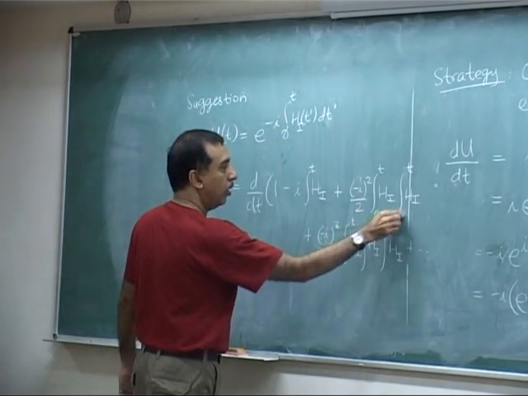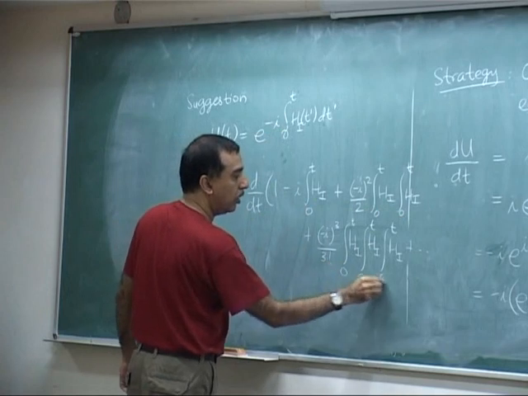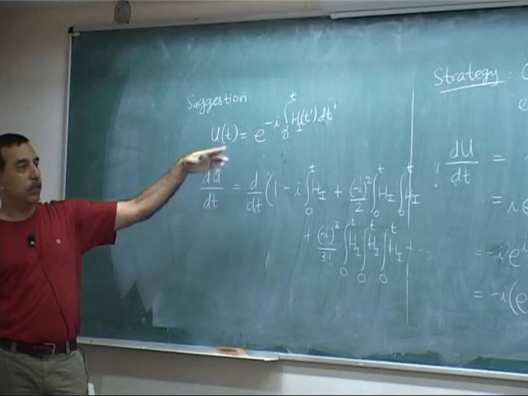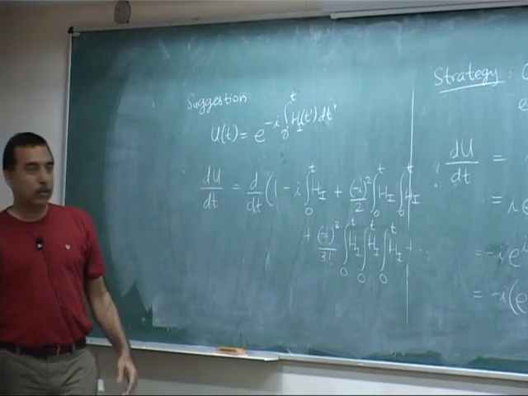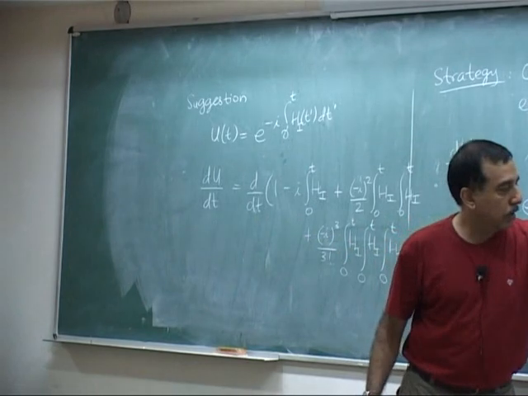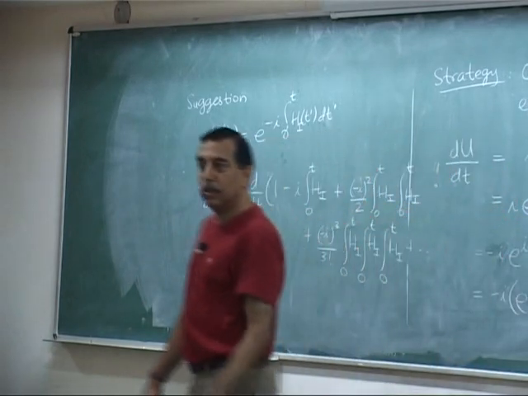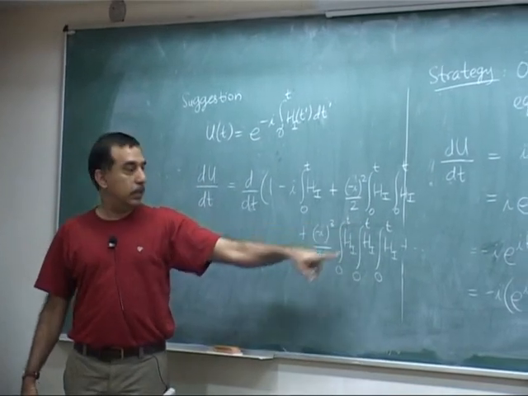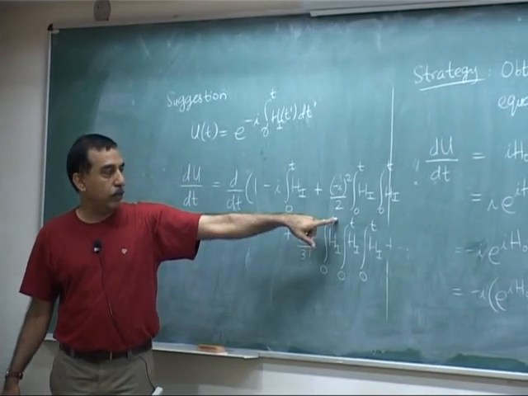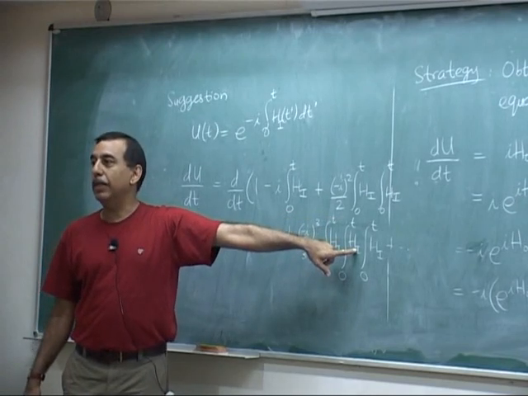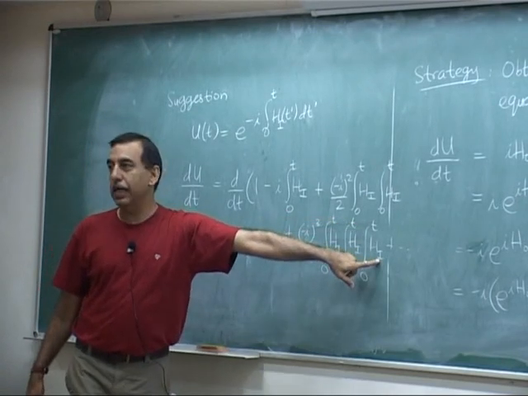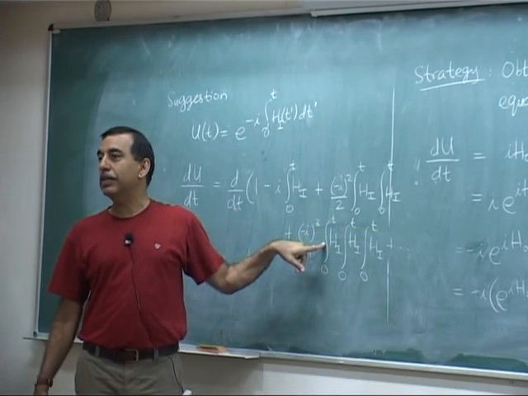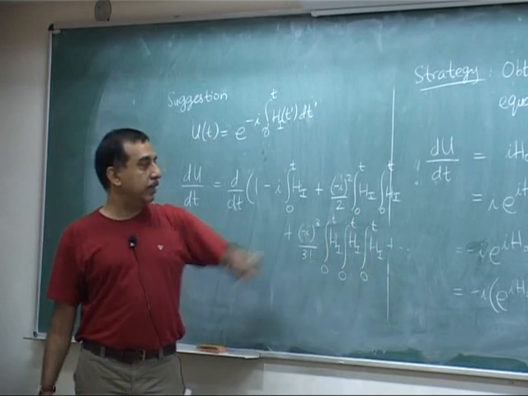I forgot to say that the lower limit is 0. That's very clear from the fact that what is U of 0? U of 0 is 1. We know that from the definition. Because U is this, right? So if I put t equals 0, I get 1. So the lower limit is 0. But it's the same t. This is H of t prime dt prime up to t. This is H of t double prime dt double prime also up to t. And this is H of t triple prime dt triple prime up to t. All different integration variables. But the upper limit is the same for all.